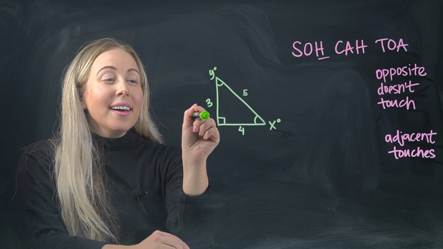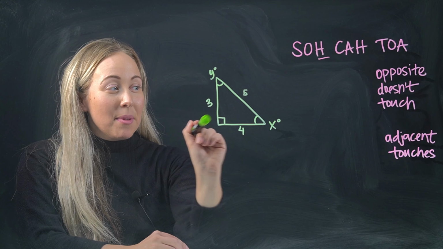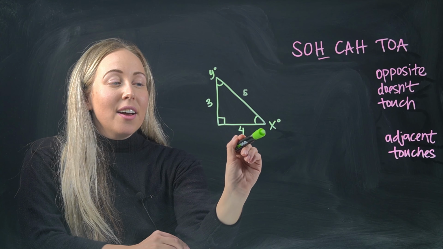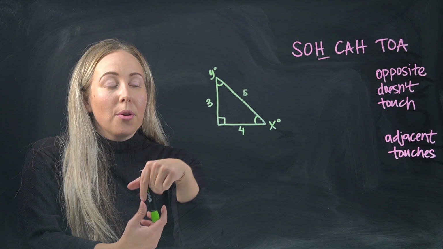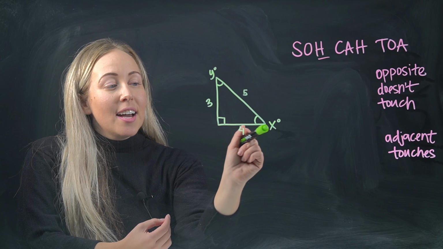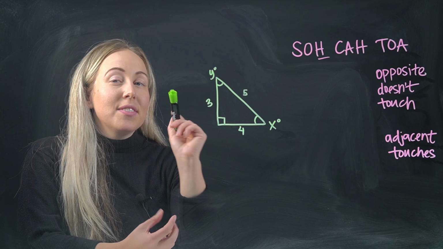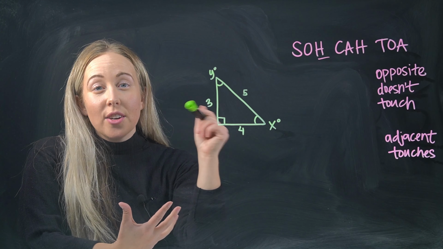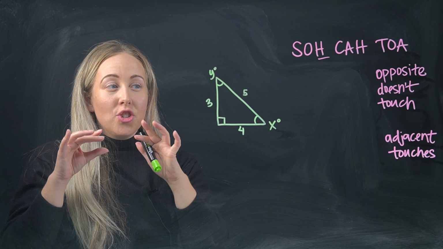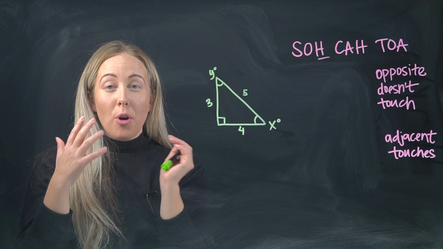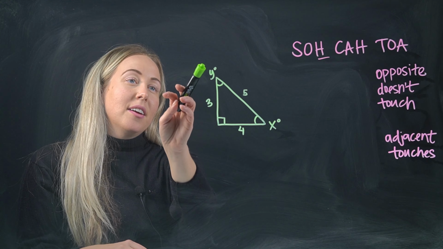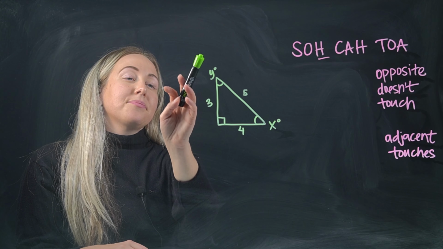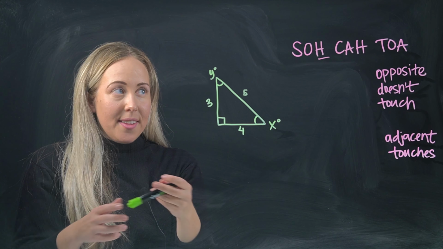For angle Y, side 3 is adjacent because it touches, and side 4 is opposite because it does not touch the angle. So a side is adjacent if it touches, and opposite if it does not touch. But whether it's adjacent or opposite depends on which angle you are looking from, what your point of view is. So for angle X, 4 is adjacent, 3 is opposite. For angle Y, 4 is opposite, 3 is adjacent.